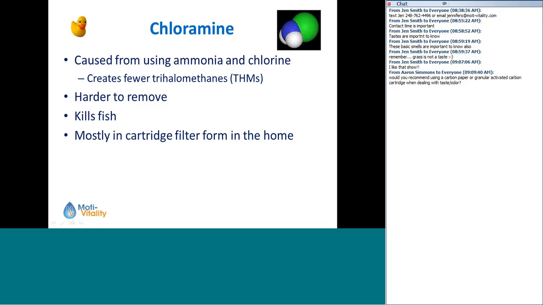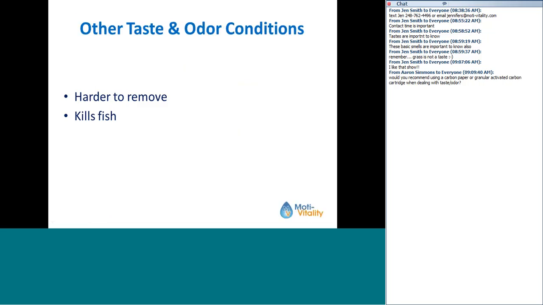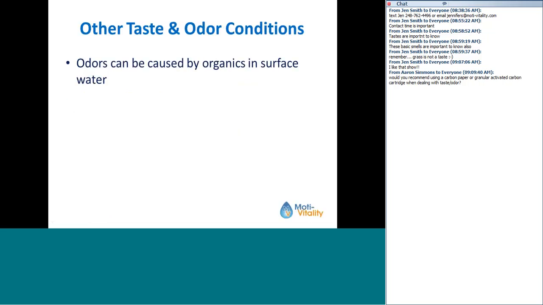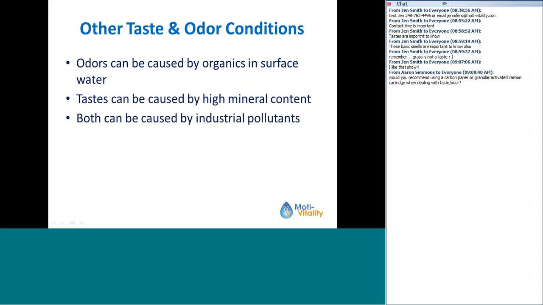Chloramines, mostly in cartridge filter form. If you can't take the chloramines out, usually they're a cartridge form. Other taste and odor conditions. Odors can be caused by organics in surface water. Taste can be caused by high mineral content. Both can be caused by industrial pollutants. And usually you'll take these out in a cartridge filter.